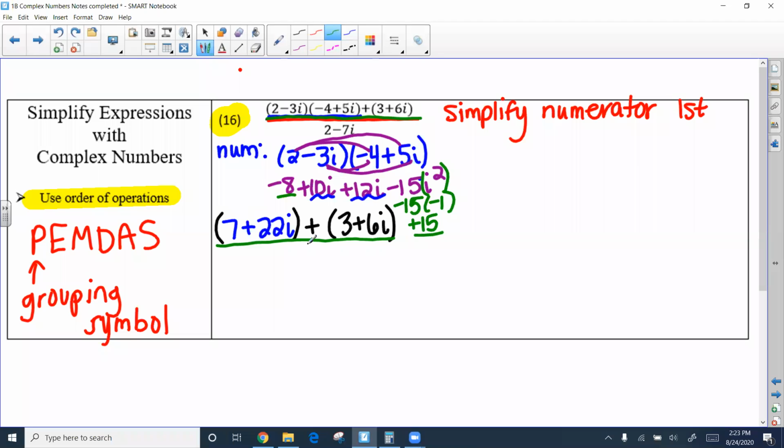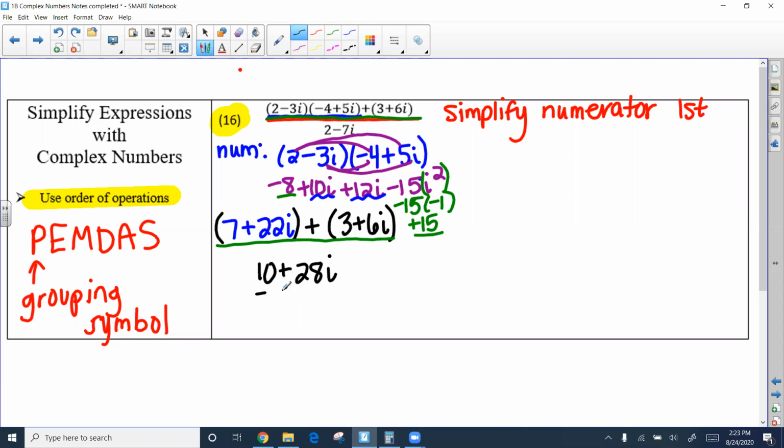So when I add those two, I add the real parts and add the imaginary parts. Luckily, the adding part is pretty simple. So when I add those together, we end up with 10 plus 28i. Okay, so that's what the numerator simplifies to. So I did the multiplying, then I did the adding.